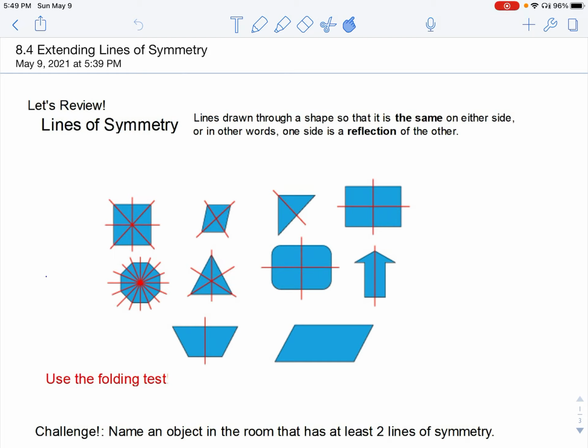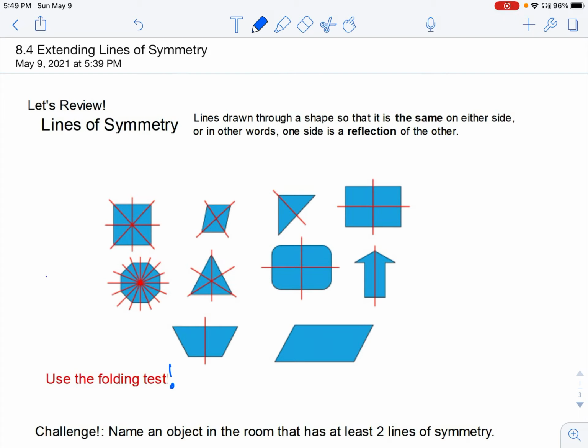They're lines drawn through a shape so that it is the same on either side, or in other words, one side is a reflection of the other. So my helpful tip is always to use the folding test, right? If you could fold the shape over that line and the sides would match up perfectly, that shows you have a line of symmetry. So here are some, these should actually say line segments of symmetry, right?